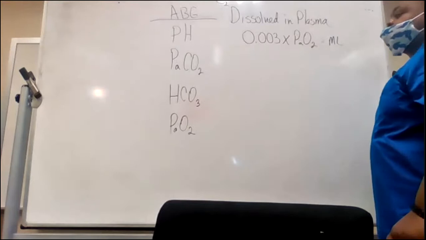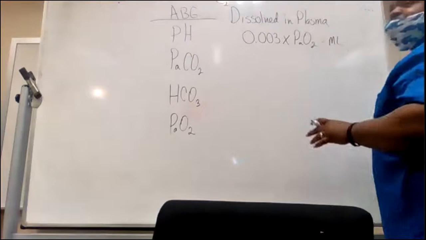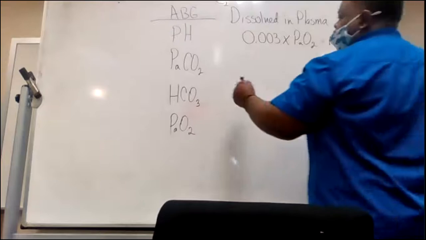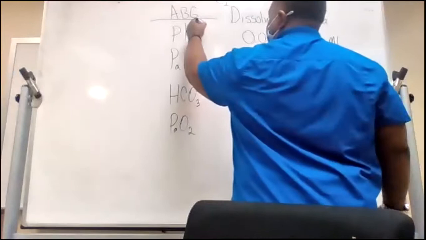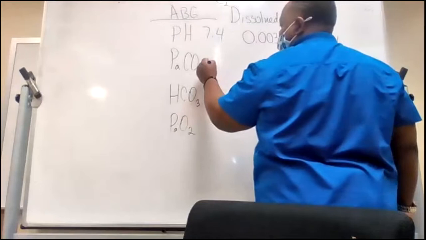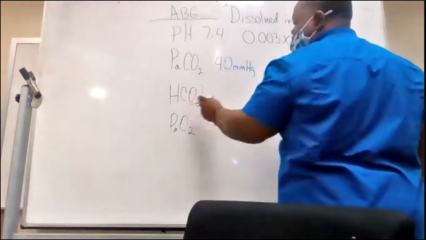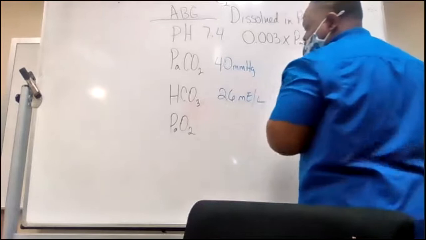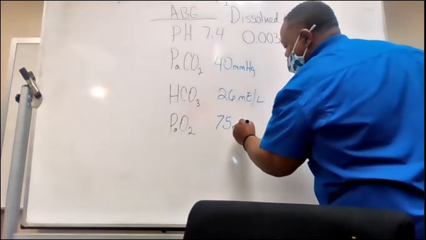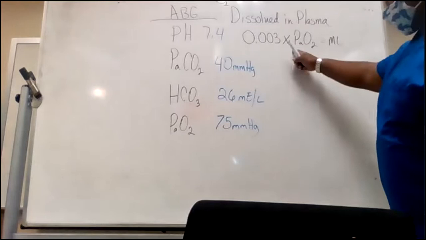So I'm going to give you some values, and I want you to tell me how much oxygen is dissolved in Mr. Smith's plasma. Let's say you have a pH of 7.4, a P little a CO2 of 40 millimeters of mercury, a bicarb of 26 milliequivalents per liter, and a P little a O2 of 75 millimeters of mercury. How much is dissolved in the plasma?